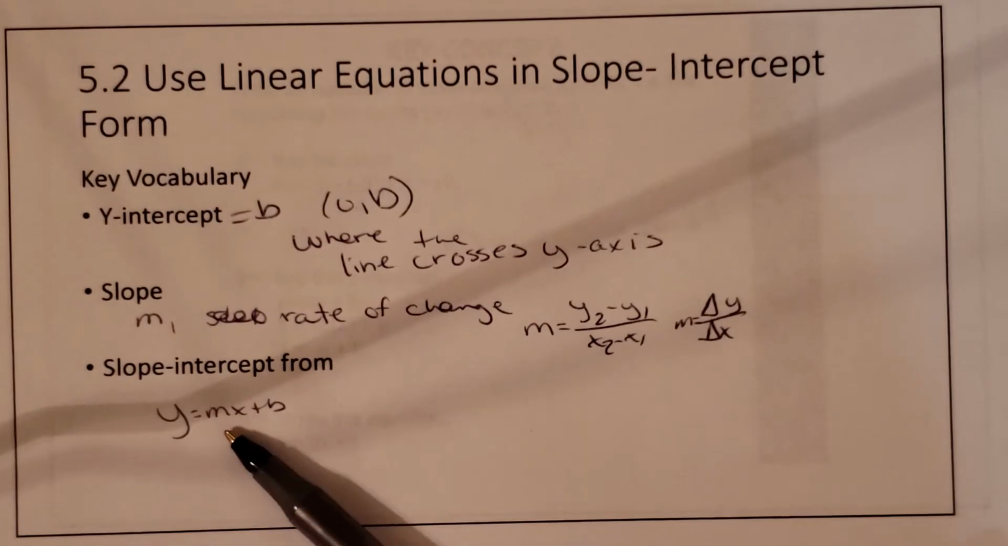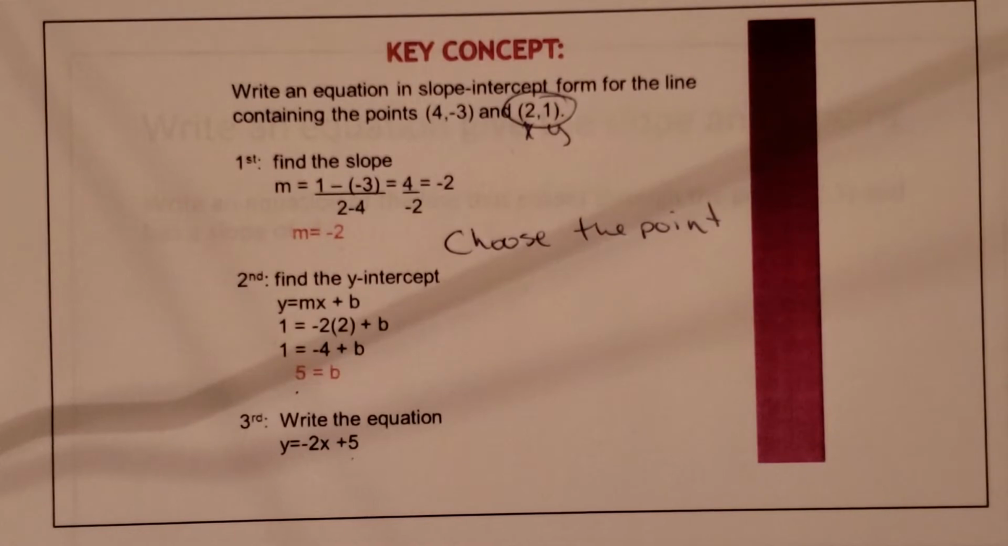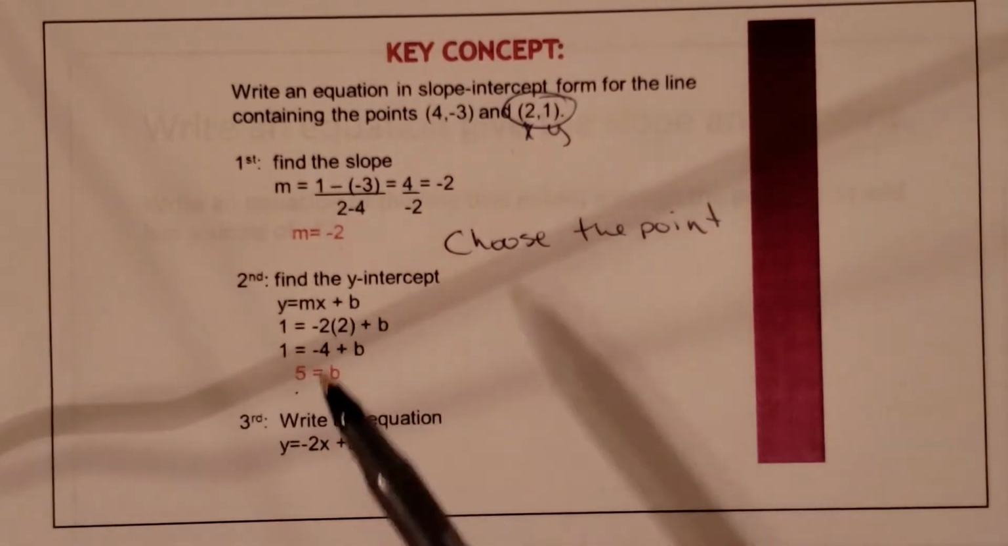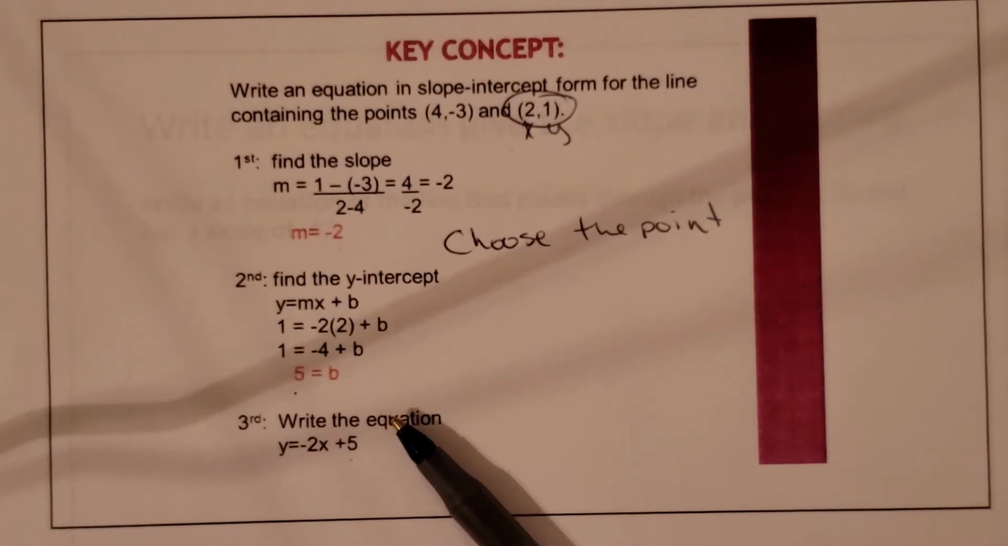Slope-intercept form, y equals mx plus b. In today's lesson, this is the key concept. This is what we're going to be doing. This is honestly the hardest problem that you will be facing.